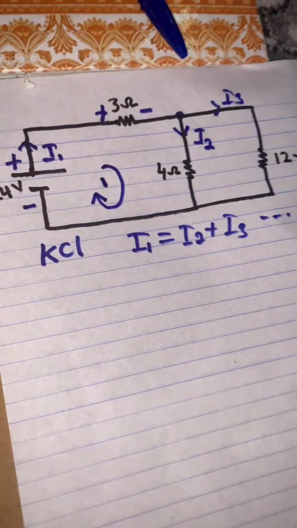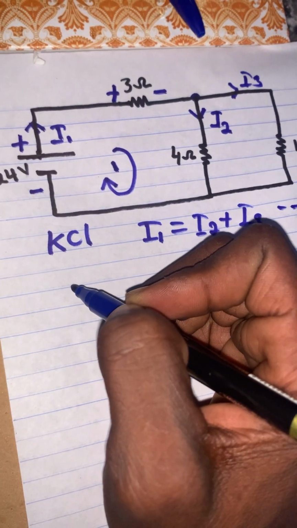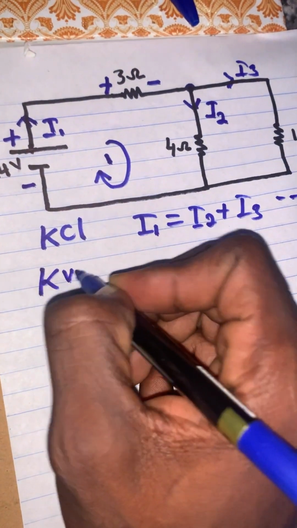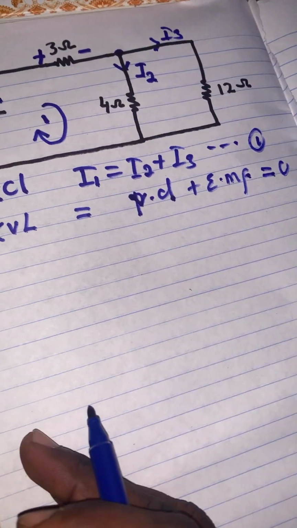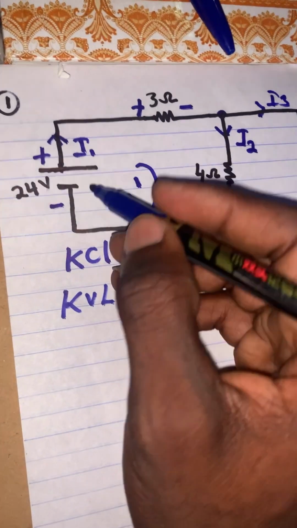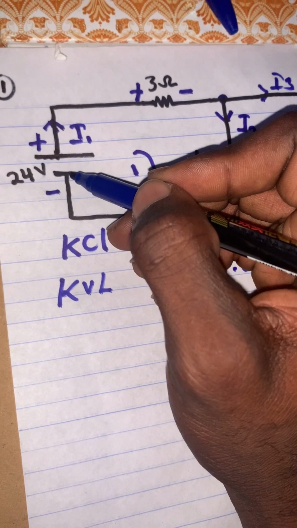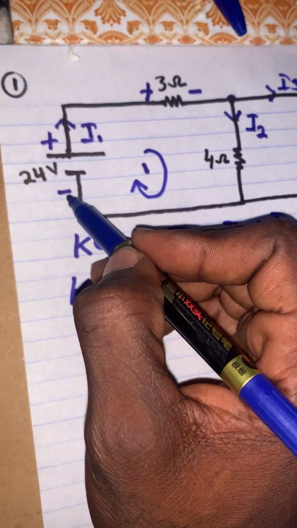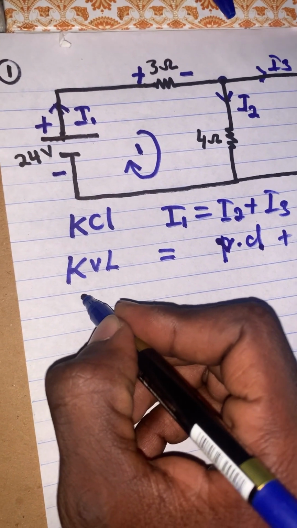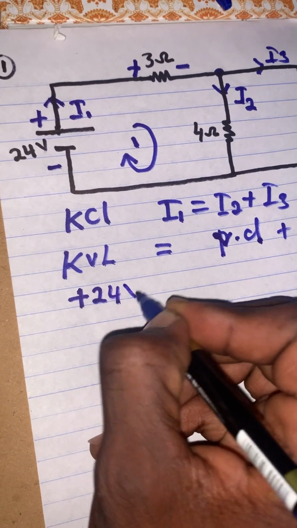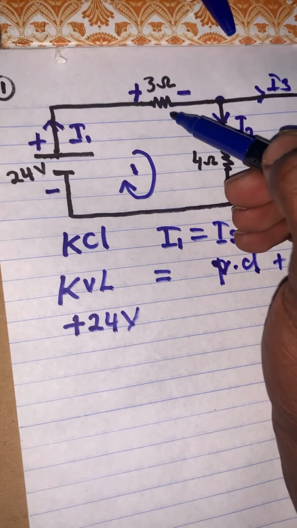Let's take the clockwise direction. Using the voltage law, which says KVL, the summation of the potential drops plus electromotive force equals 0. So now we make our equation from this battery. This battery goes from negative to positive, then we just take the positive sign, positive 24 volt. And we keep going. We meet a resistor here.